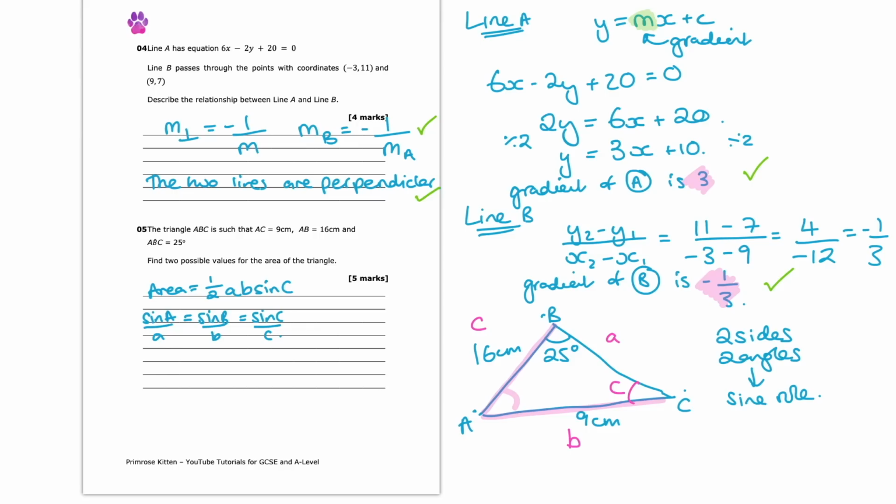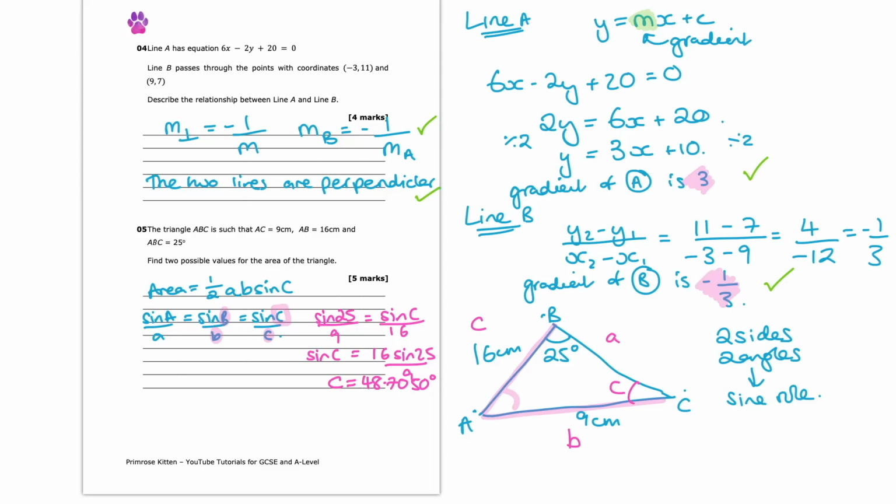So let's highlight the things we know. We know angle B, we know side B, we know side C, and we're going to find what angle C is. So let's substitute those in. We're going to have sine 25 over 9 equals sine C over 16. So sine C equals 16 sine 25 over 9. Using our calculator, we do inverse sine of 16 sin 25 over 9, and I make that C equal to 48.7050 degrees.